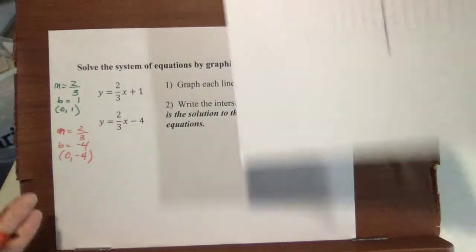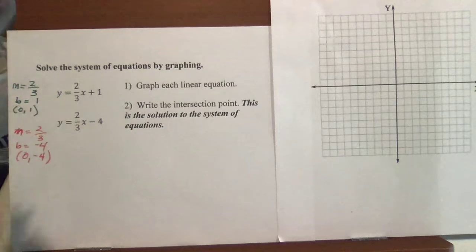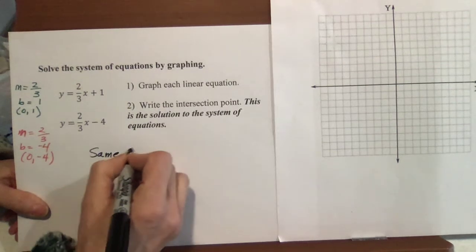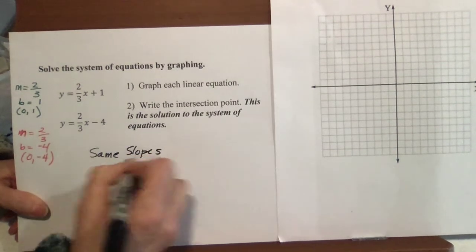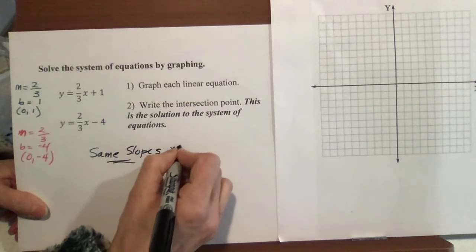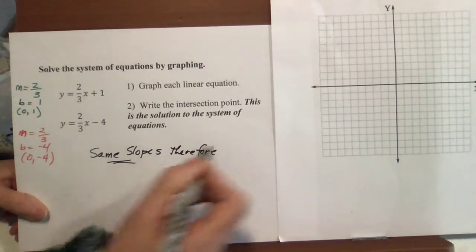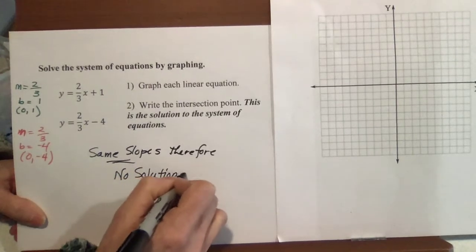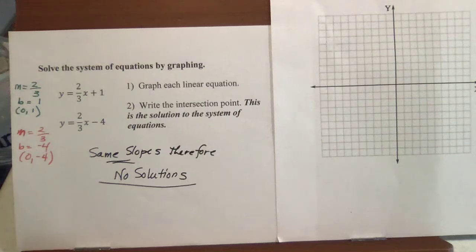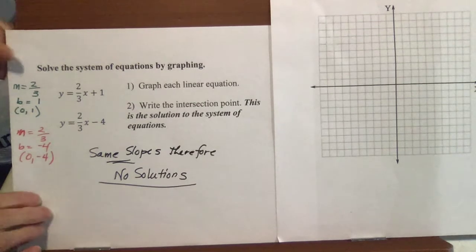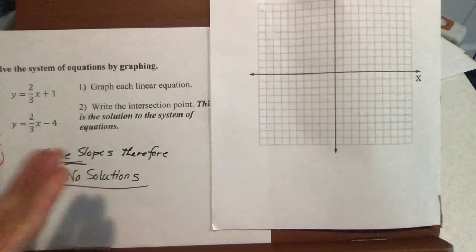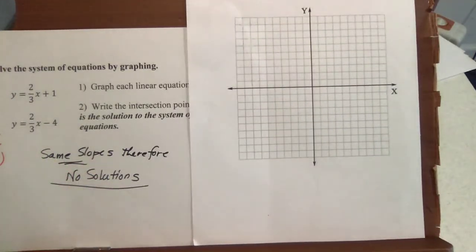But if you don't catch here that the slopes are the same, and therefore they're parallel lines, and there are no solutions, then you graph it. So same slopes here. Therefore, there are no solutions. In other words, our two lines are not going to intersect. Now, if you're required to graph, which we are in this case, we are going to support our conclusion that we're going to have no solution here.